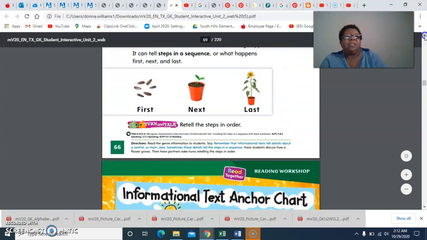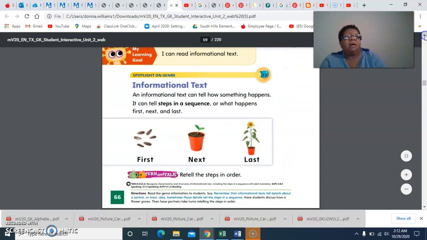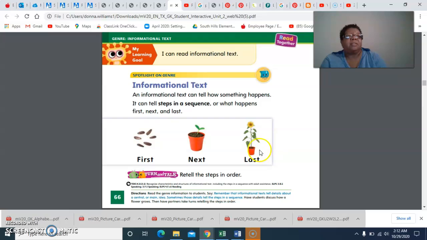This is informational text. Here it says, an informational text can tell how something happens. It can tell steps in sequence or what happens first, next, last. So it talks about the order of how things are. It makes me think of life cycles, like the butterfly starts out as an egg, then a caterpillar, then has the cocoon, and then turns into a butterfly.